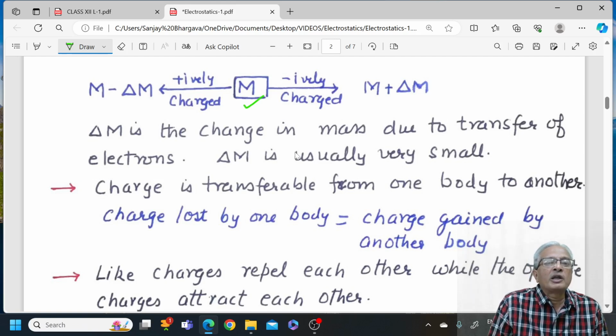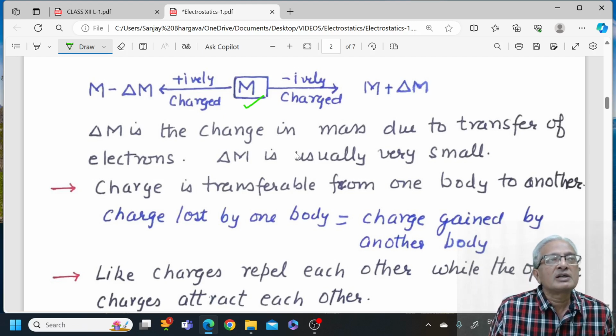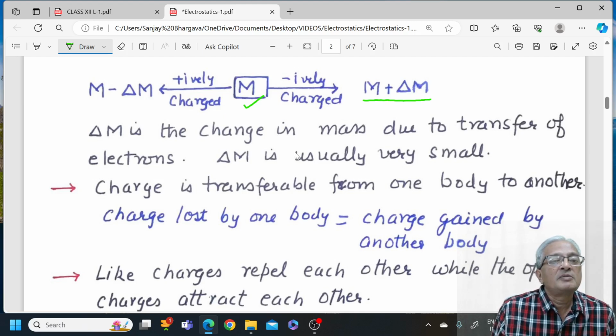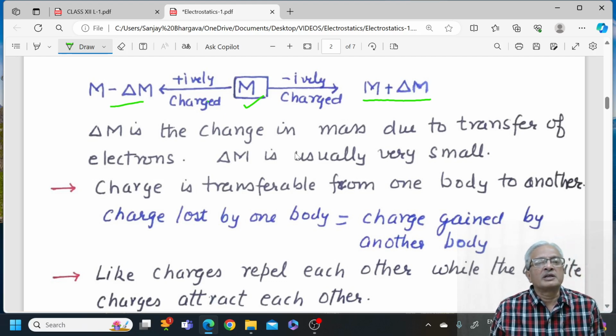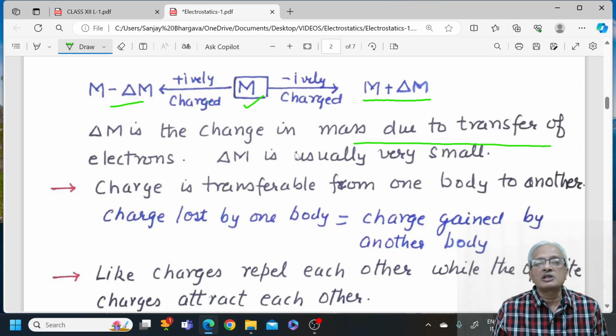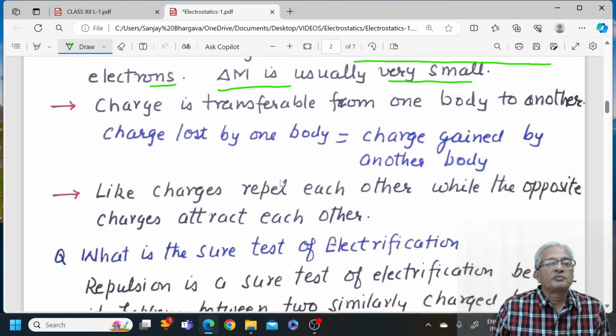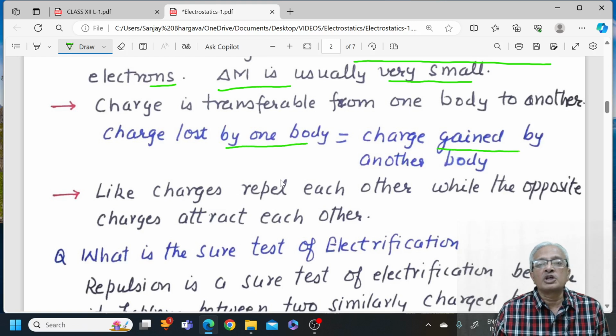Let us say we have a body of mass m. When it becomes negatively charged, it means it has acquired certain number of electrons, so the mass becomes m plus delta m. Similarly, a body which acquires positive charge would lose certain number of electrons, and therefore the mass becomes m minus delta m. What does delta m represent? It is change in mass due to transfer of electrons. And remember, delta m is usually very small. So we normally do not talk about it, we normally ignore it. Charge can always be transferred from one body to another. Then, as per the conservation, charge lost by one body would be equal to the charge gained by another body.